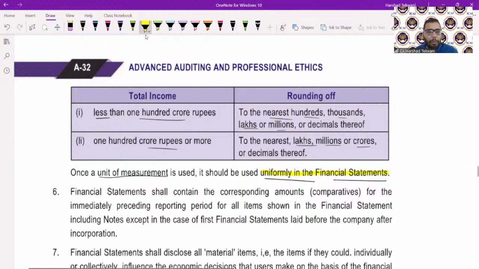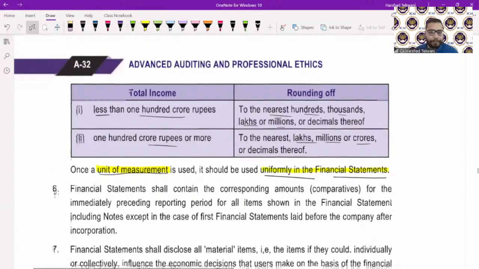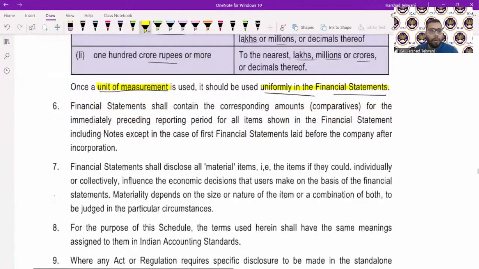Unit of measurement, you need to apply it uniformly across the financial statement. So we already know that we are required to disclose corresponding numbers, comparatives of the immediately preceding reporting period, except in the case of the first financial statement, because you will not have any preceding number. Other than that, we are required to disclose the immediately preceding reporting period financial numbers.